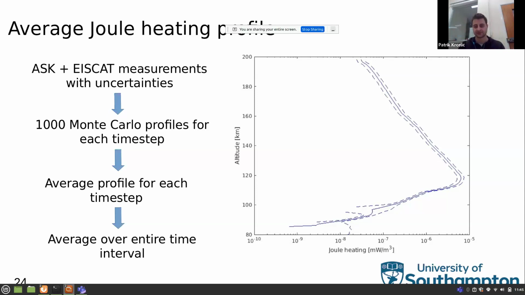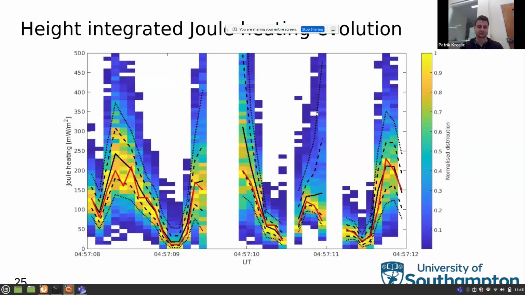Now, this doesn't mean much because most of the measurements are looking at the height integrated Joule heating profile. So when you have these 1,000 Monte Carlo profiles, if we height integrate each of those, we're able to get the distribution for each time step. So what we have here is for each time step, we get the normalized distribution with values represented with the color bars. The red line is the peak of the distribution.